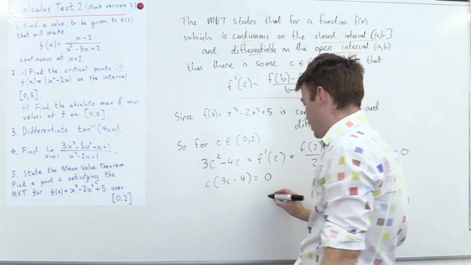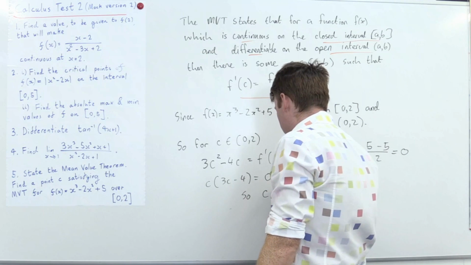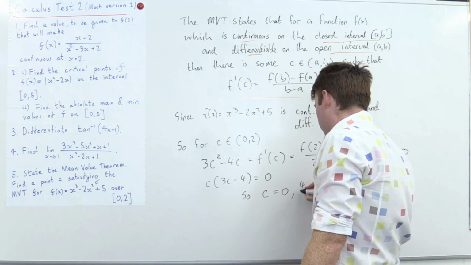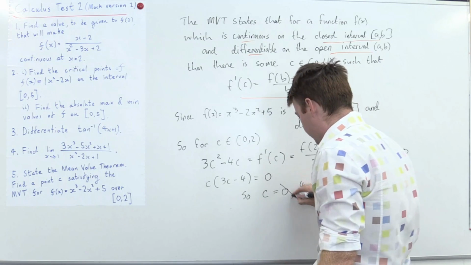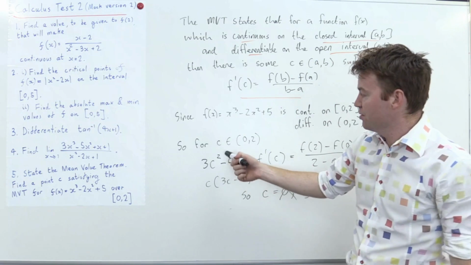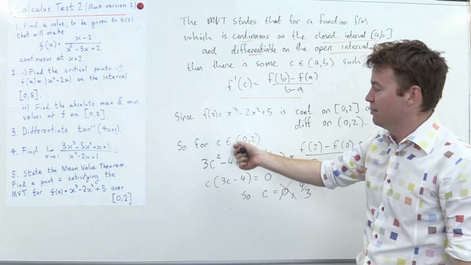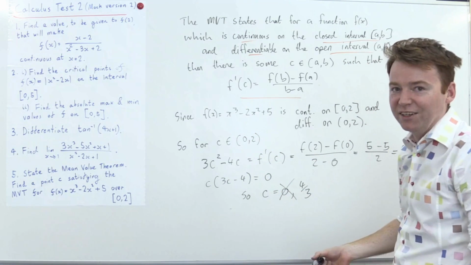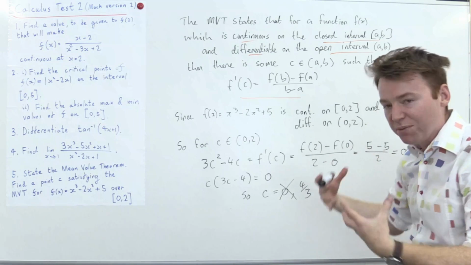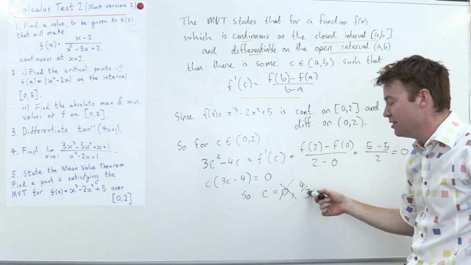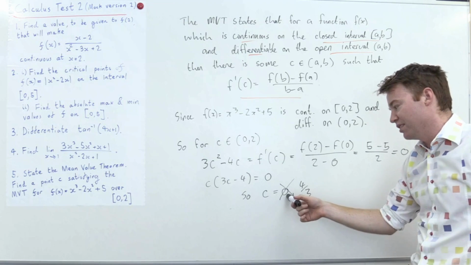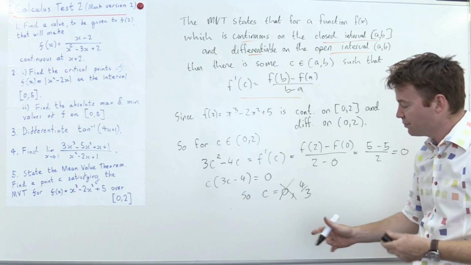which means that c is equal to either 0 or 4/3, and I might cross off the 0 because zero's not actually in my interval. This doesn't belong. The c that was promised by the mean value theorem is this one. This is the one that's in the open interval between 0 and 2. This one is not in the open interval.